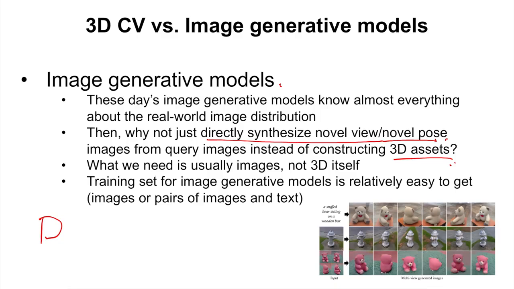So instead of constructing 3D assets, why not just directly synthesize low-view, low-view pose images using a generative model? Because an image generative model knows everything about our real-world images. That is the approach of image generative models these days. Especially, the training set for an image generative model is relatively easy to get. For example, we do not need to collect 3D assets. We can just collect images, or pairs of image and text.